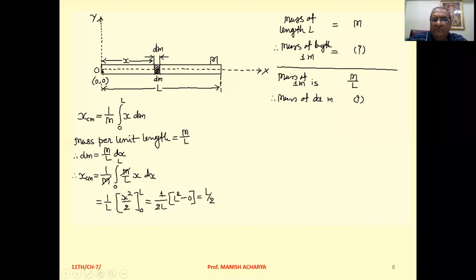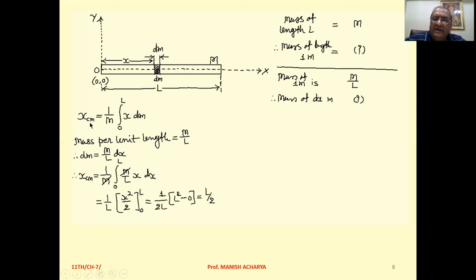Now suppose we have a rod with uniform cross section and uniform density, with length equal to L and mass M. Okay. Now this rod is coinciding with x-axis and we want to find the center of mass of this particular rod. Here this one is the linear object and it is coinciding with x-axis. Obviously the center of mass will be on x-axis.